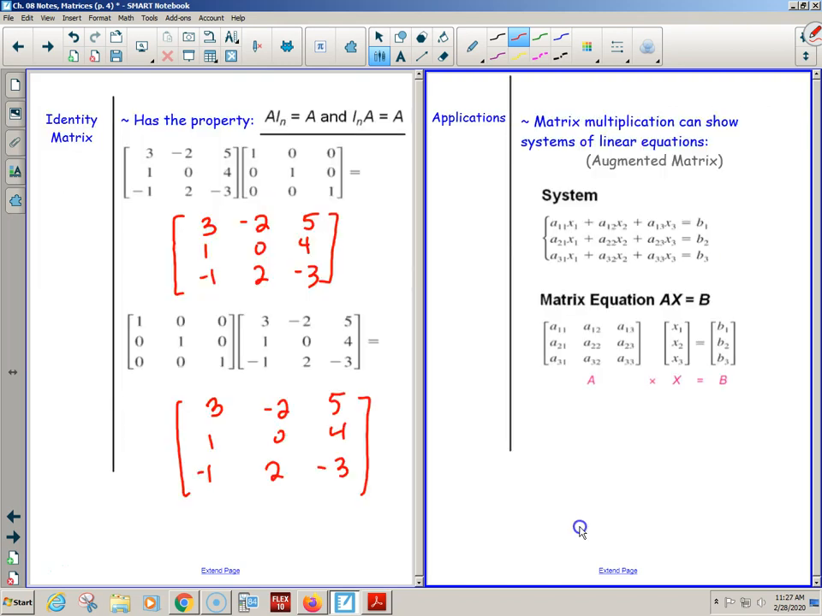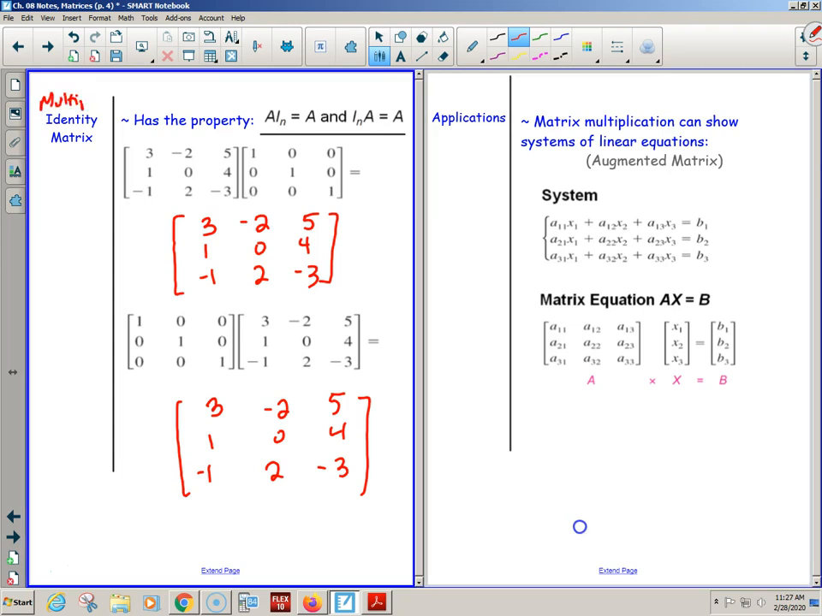So, what is the identity matrix? It is the multiplicative identity. The multiplicative identity of the matrix. Any number times 1 is itself. Any matrix times its identity matrix is itself. So, do non-square matrices have identity matrices? Nope. Only square.